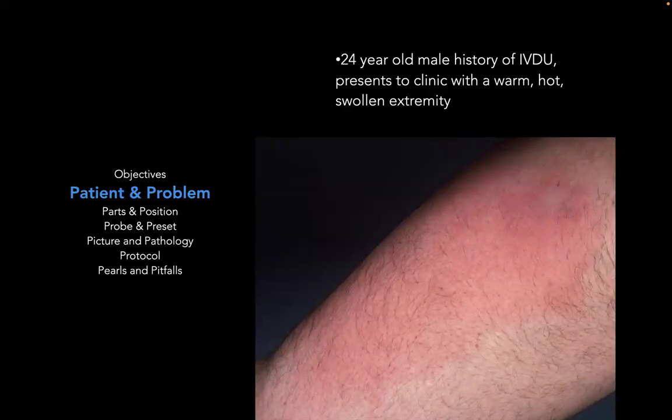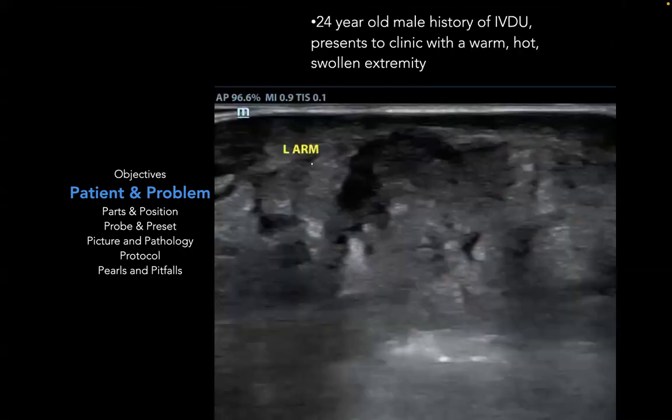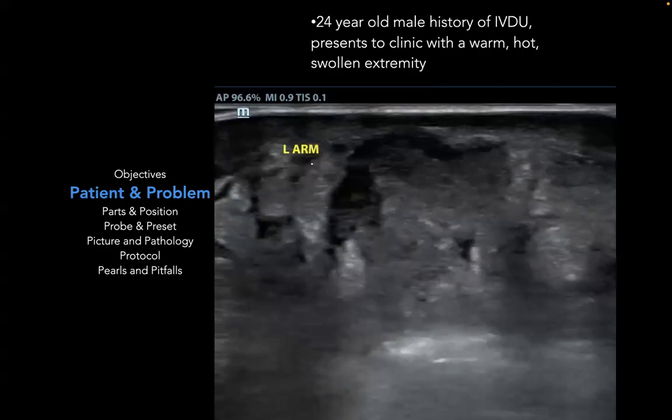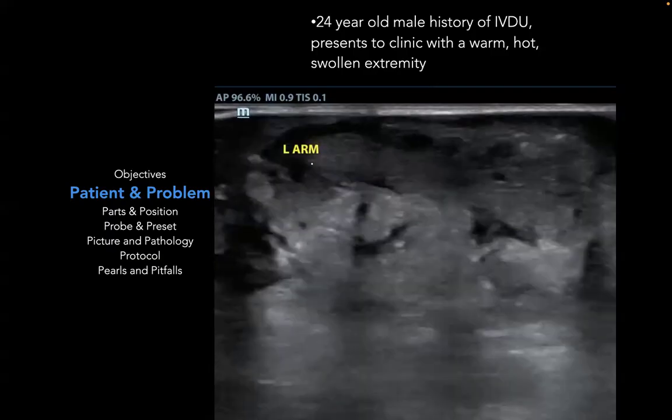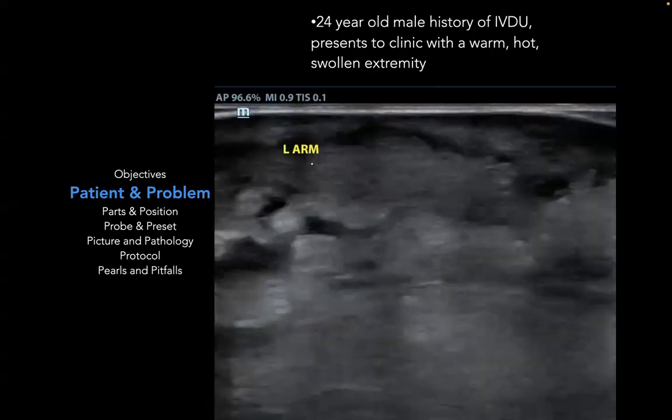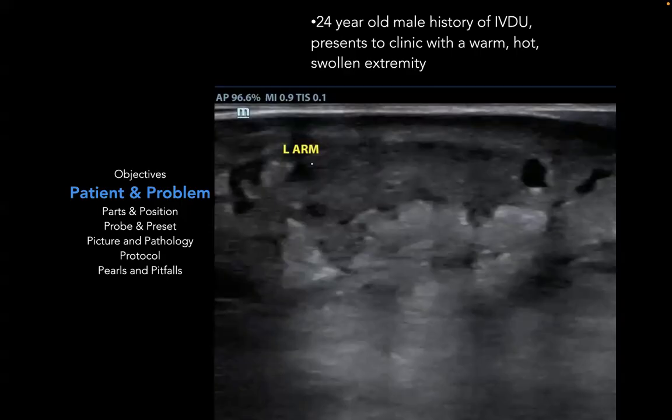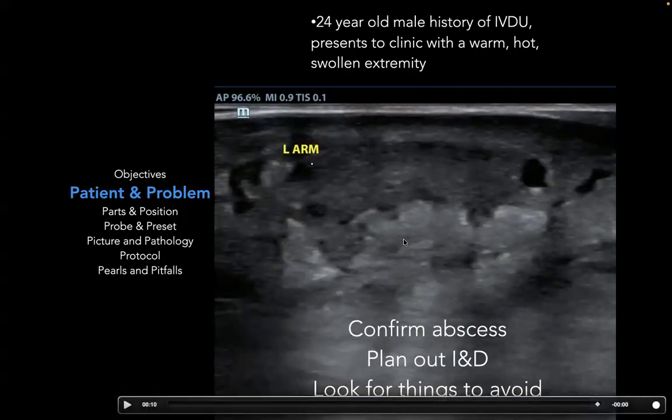A 24-year-old male with a history of IV drug use presents to the clinic with a warm, hot, swollen extremity. As you can see in this image, there is an irregular anechoic cavity filled with heterogeneous material inside. And as the sonographer pushes on the skin, there is movement of this pus. This is what's called swirl sign or pus peristalsis. And so this is obviously an abscess. We'll plan out the I&D and look for things to avoid. These are all things that you can do with a point of care ultrasound scan.